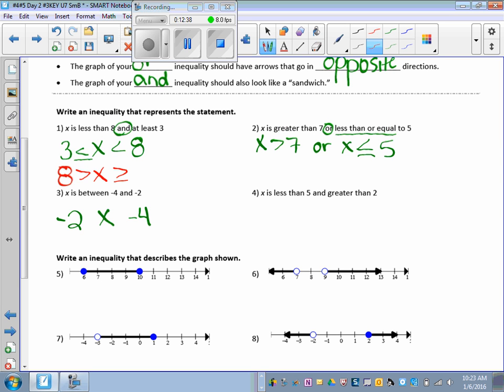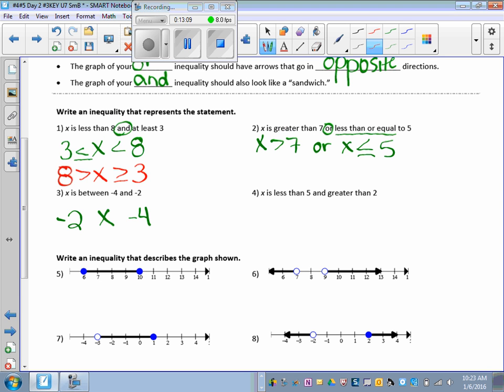We like to put the smallest number on the left side. It's easiest if you put the smallest number on the left side, because it makes a little bit more sense when you're reading it. 3 is less than or equal to x, which is less than 8. I know x has to be something between 3 and 8. Whereas here, you get a little confused because 8 is greater than x, which is greater than or equal to 3. You kind of have to think backwards. X has to be between 3 and 8.